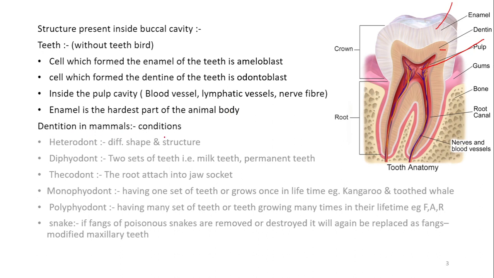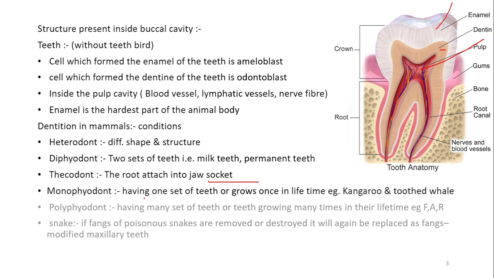Dentition in mammals and their conditions. Heterodont: teeth which have different shapes and different structures are known as heterodont teeth. Diphyodont: two sets of teeth, that is milk teeth and permanent teeth. In thecodont teeth, the root is attached into the jaw socket.